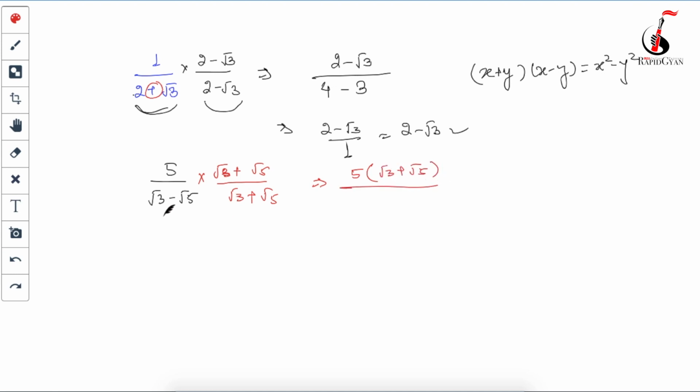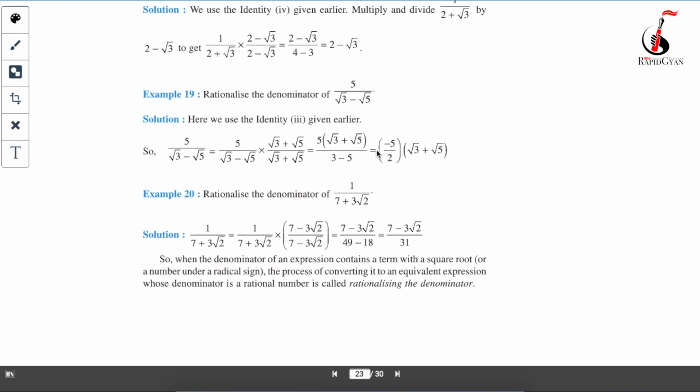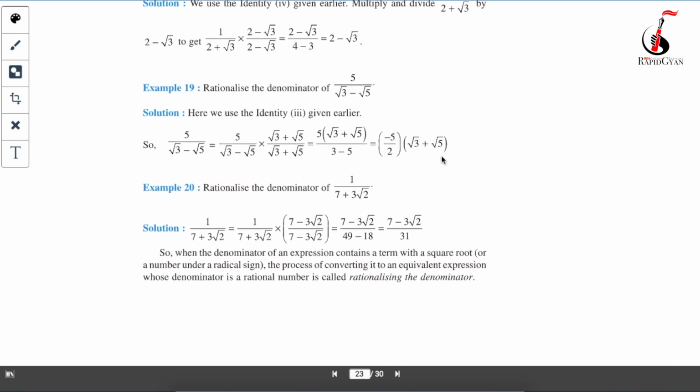Your denominator will become beta x square minus y square, means under root 3 square is 3, under root 5 square is 5. So this is 3 minus 5 is minus 2. So what I will get? Minus 5 upon 2 in bracket under root 3 plus under root 5. Hope you guys understand this. Okay. What is your next question? See, minus 5 upon 2 under root 3 plus under root 5.